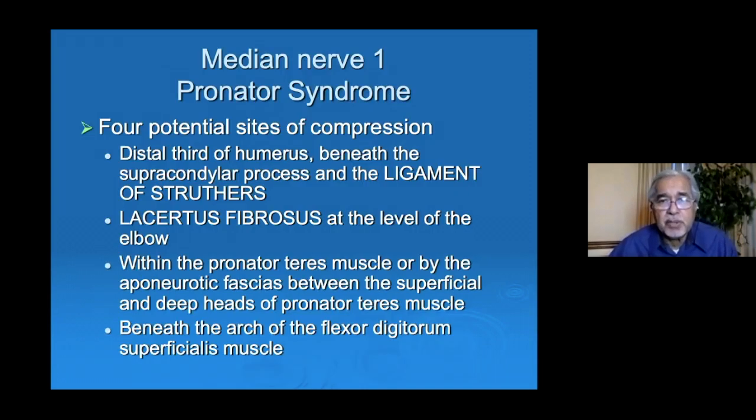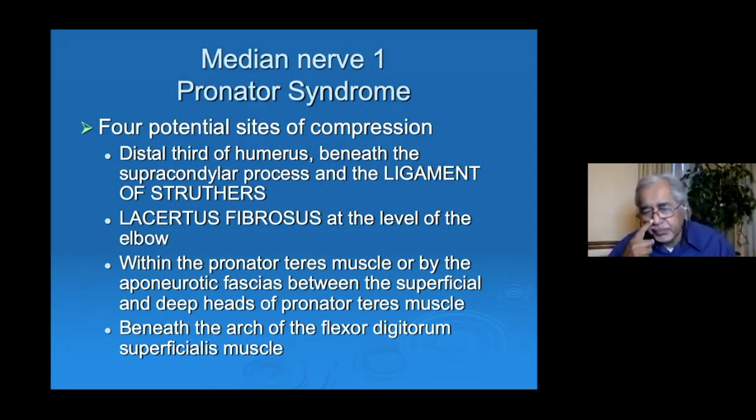Now we're going to specifically talk about the median nerve today. Now, there are 4 potential sites of compression for pronator syndrome. Pronator syndrome means when the median nerve is compressed by the pronator muscle or something close to the pronator muscle. Now, there are 4 areas close to the elbow where the median nerve gets compressed.